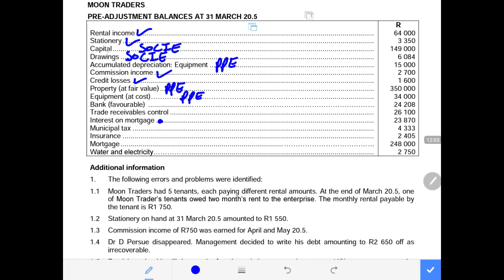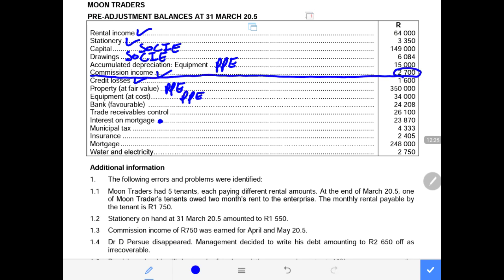And again, except stationery. Stationery is what we have already paid, 3,350. But credit loss, we don't pay a loss, we just write it off. And another one was commission income. The commission of 27,000 is the income that we have already received.